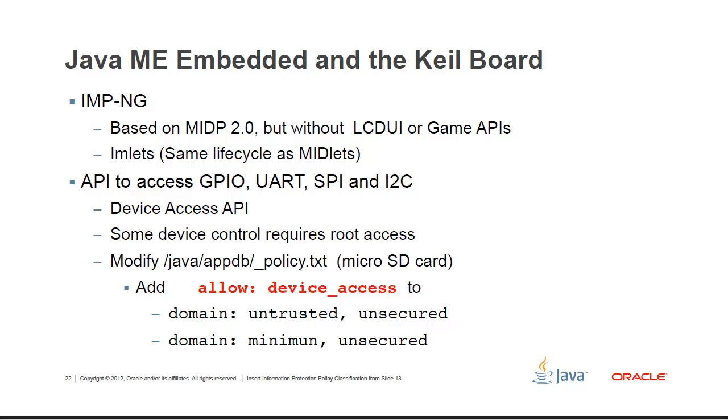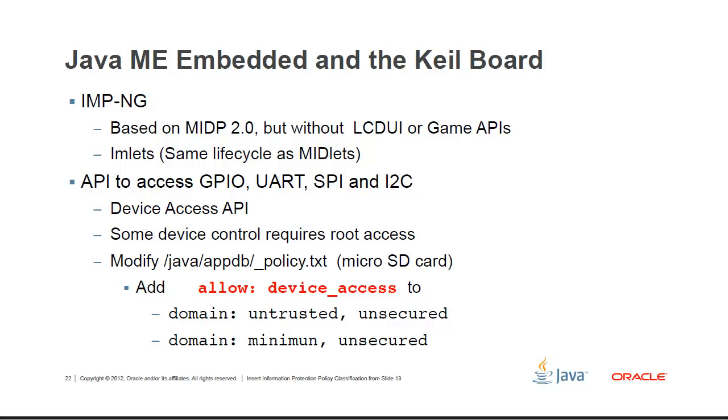We have some very nice APIs, the device access APIs, that give us access to the GPIO lines, allow us to do serial communication, and also use the SPI and I2C protocols. This API will actually require particular permissions. So it will require root access, and it requires signing the Imlet. As an option, you can modify the policy file.